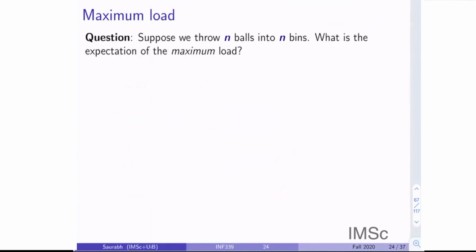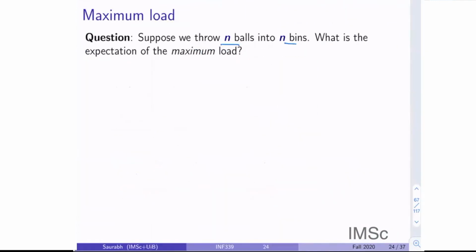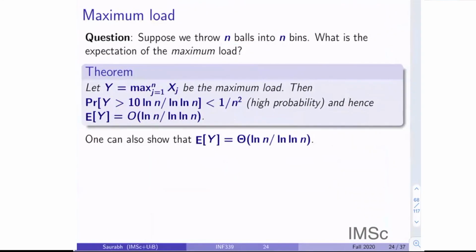So we are interested in the maximum load. Now let's think that we have n balls and n bins. What is the expectation of the load of a bin? Expectation of Xj is m by n, so n by n, so 1. But what we are really interested in is to prove that, letting y be the max over each Xj, the maximum load, the probability that y is more than this is less than 1 by n squared. Remember, our expectation of any bin is 1. So with high probability, and hence expectation of y is this.